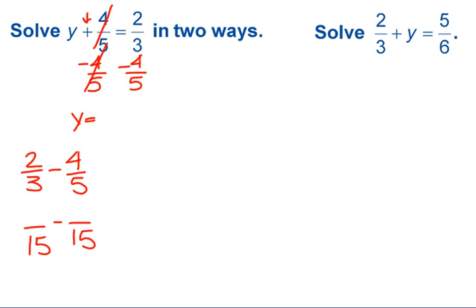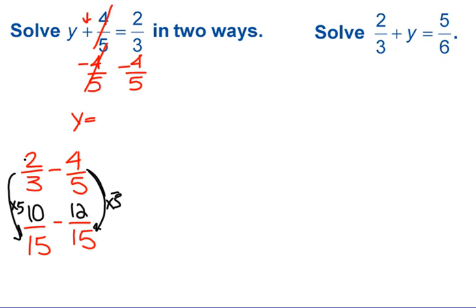Now I'm going to look and I'm going to say, all right, to get from 3 to 15, I multiplied by 5. So if I multiply this 2 by the 5, I get 10. So my new numerator is going to be 10. Then you do the same on the other side. You say, okay, how did I get from 5 to 15? Well, I multiplied by 3. So if I take this top numerator, 4, and multiply that by 3, I get 12.